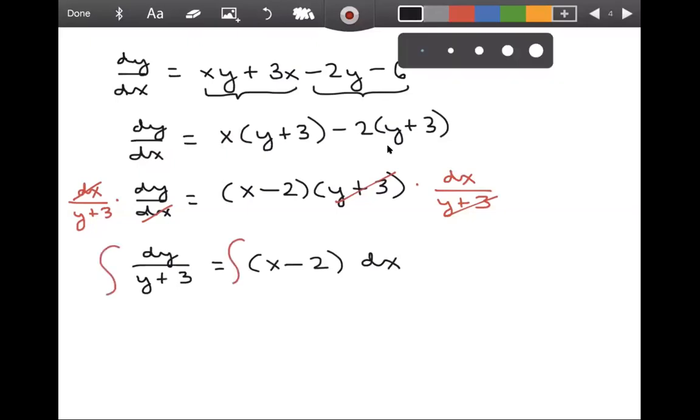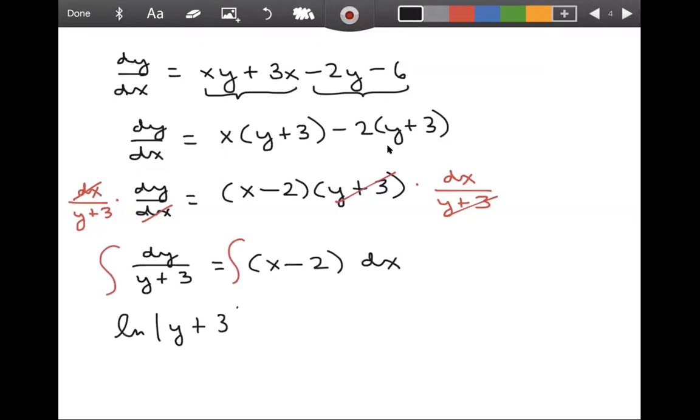All right, so on the left side, we have natural log, absolute value y plus 3 equals the integral of x, which is x squared over 2. The integral of minus 2 is minus 2x. And we do need to put a plus c somewhere. I'll put it there. This reminds me just a little bit of the dy/dt equals k times y that we did at the beginning.